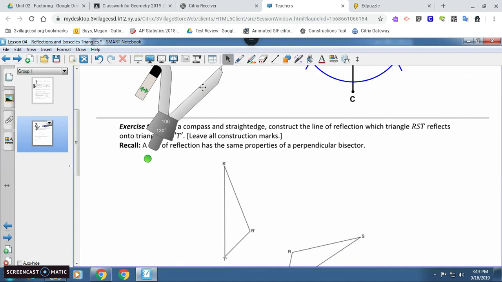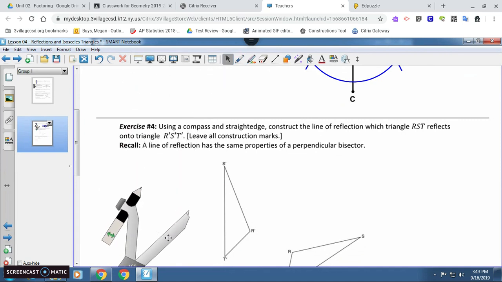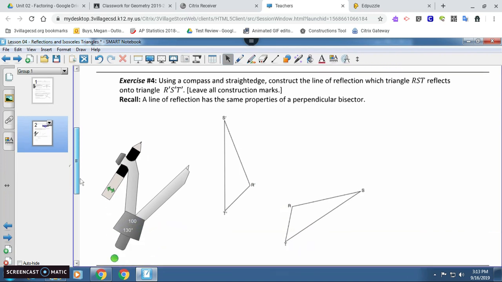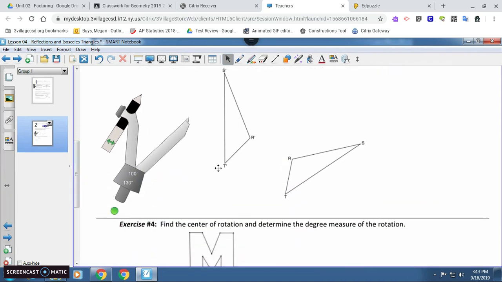So you'll see this as a readings question, exercise number 4. Using a compass and a straight edge, construct the line of reflection by which triangle RST reflects onto R prime S prime T prime. So again, it's the same properties of a perpendicular bisector. So we can use that same construction. All of these points should be equidistant to our perpendicular bisector.